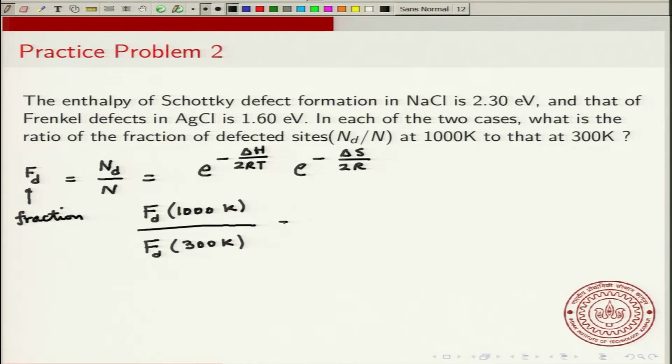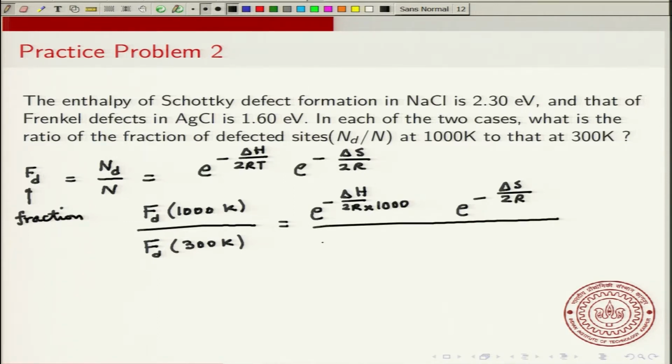So this ratio is, you have to take e to the minus delta H by 2R into 1000 times e to the minus delta S by 2R, divided by e to the minus delta H by 2R into 300 times e to the minus delta S by 2R.